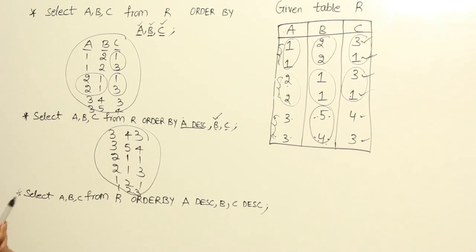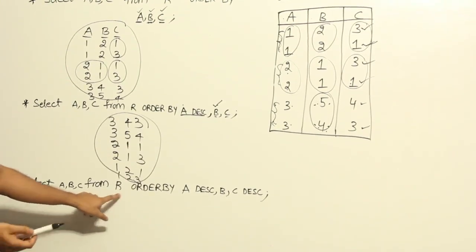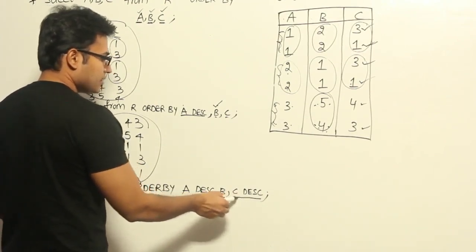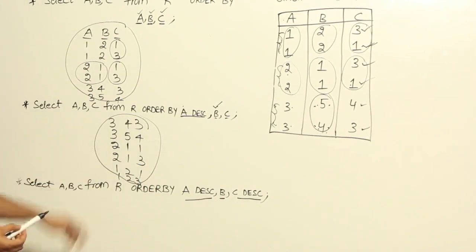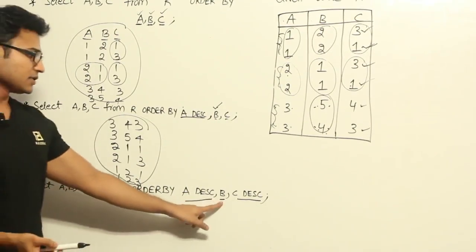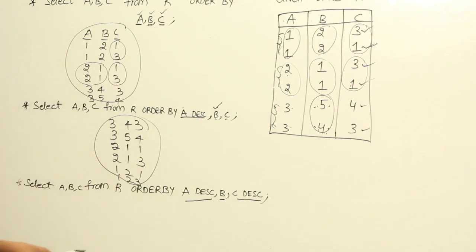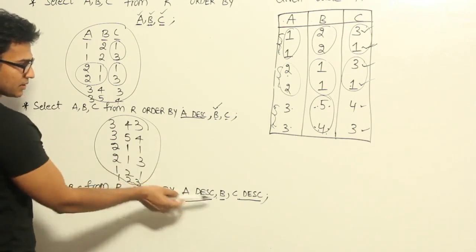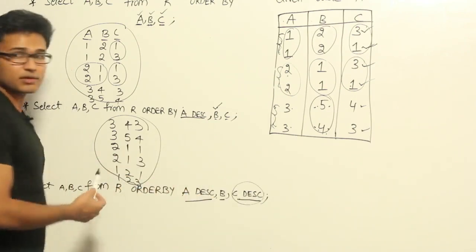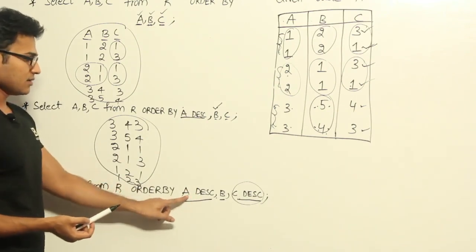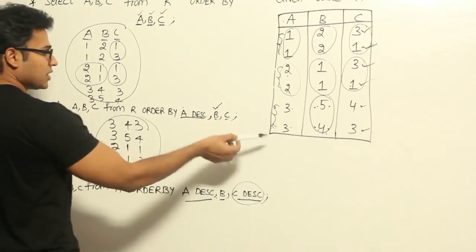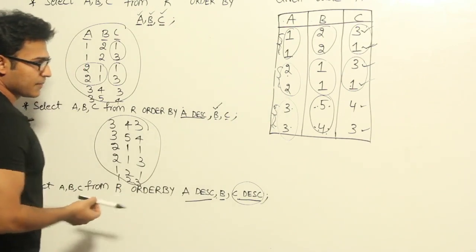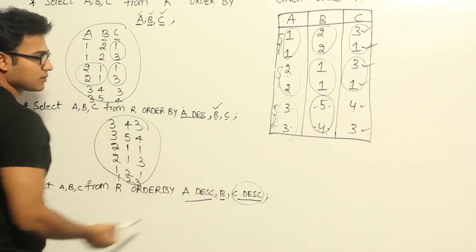Now if you look at the next one, select ABC from R, order by A in the descending order, B and C in the descending order, right? Which means A has to be in the descending order, then B, and then C in the descending. A descending, B ascending, C descending, right? So it is exactly the same as the previous one, but C is actually in the descending order. First let's go with A in the descending order, which means all the tuples having the highest value of A should be displayed first. These two tuples have the highest values of A, but both are equal, therefore go with the next one.